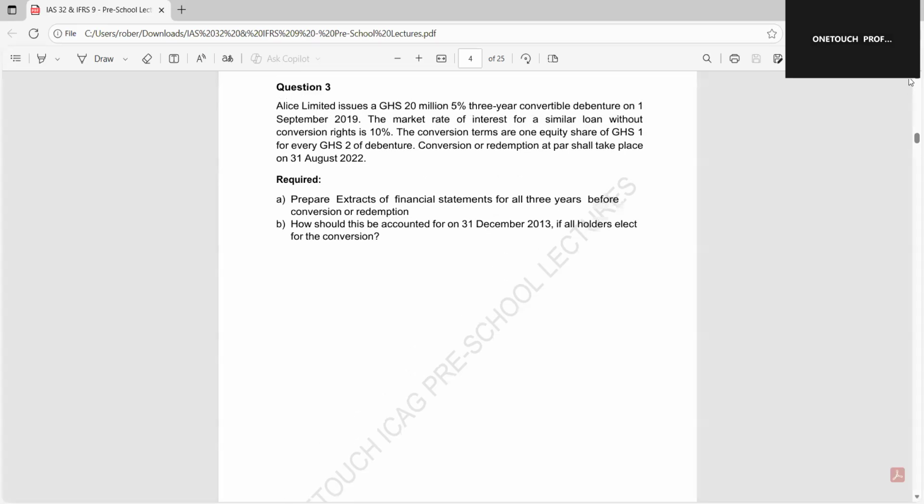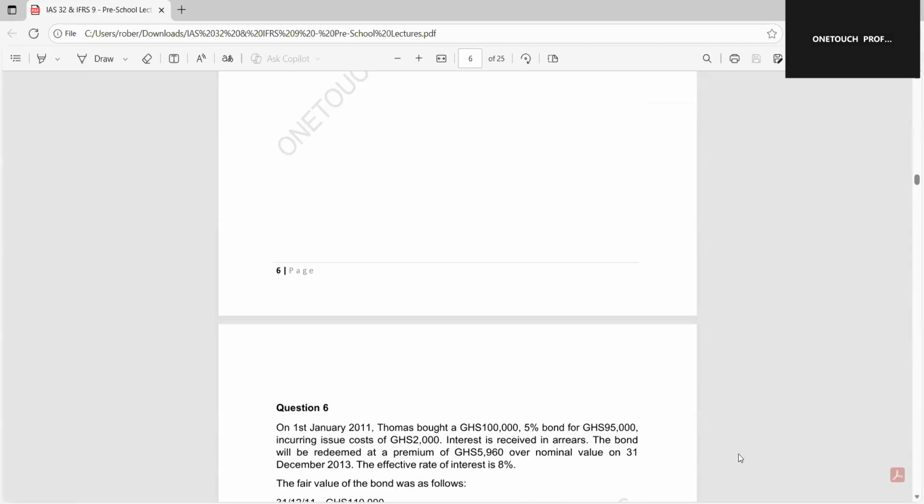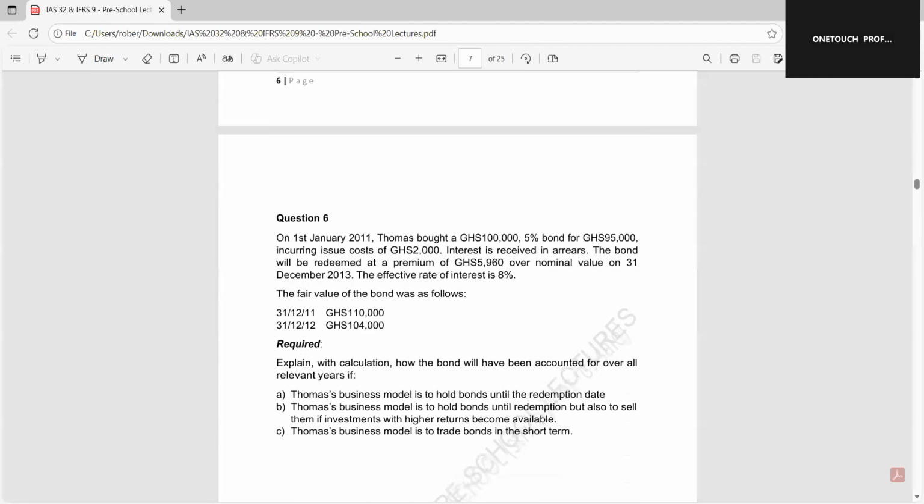Let's go to question 3, which was compound, 4 was compound, 5 was compound. Okay. Let's go to question 6. We only want to classify.